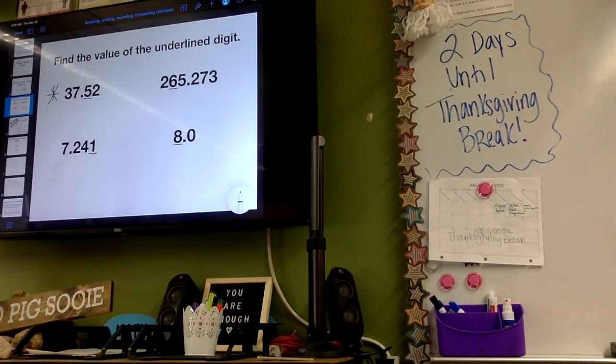Did you read the number 37.52? Go do it again. 37.52. Once you have your decimal number written on your place value chart, and you can tell me what place value the 5 is in, I want you to put your thumb up. So once you can tell me what place value that 5 is in, put your thumb up.